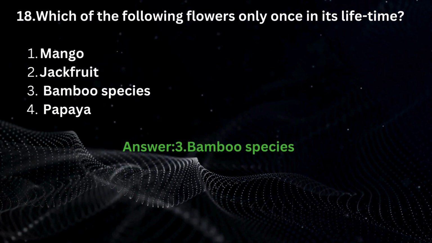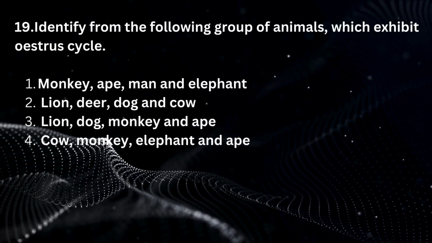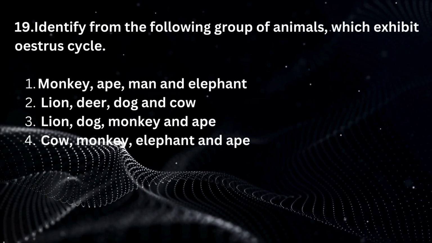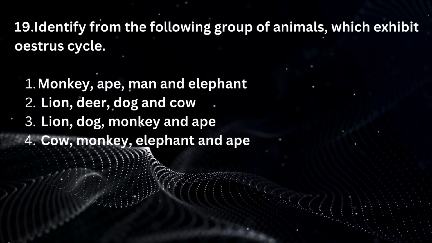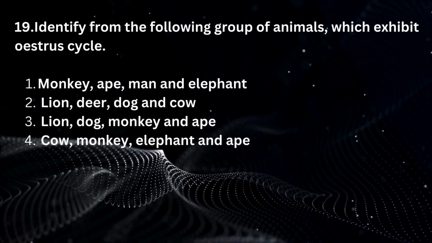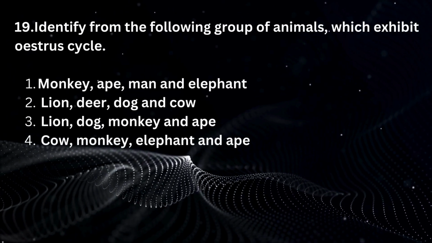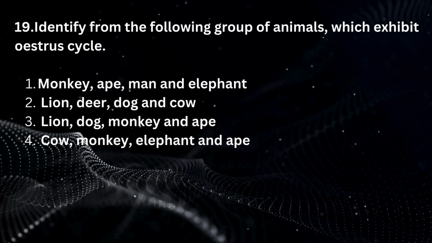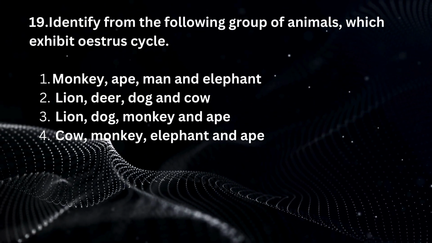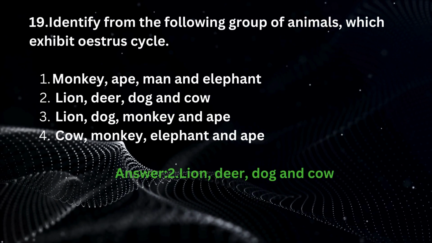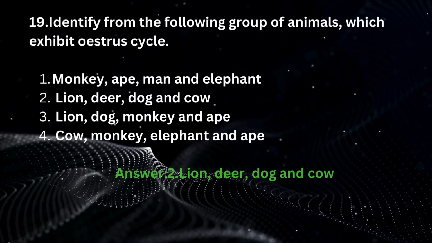Bamboo species. Question number 19. Identify, from the following groups of animals, which exhibit the estrus cycle. 1. Monkey, ape, man, and elephant. 2. Lion, deer, dog, and cow. 3. Lion, dog, monkey, and ape. 4. Cow, monkey, elephant, and ape. The answer is 2. Lion, deer, dog, and cow.